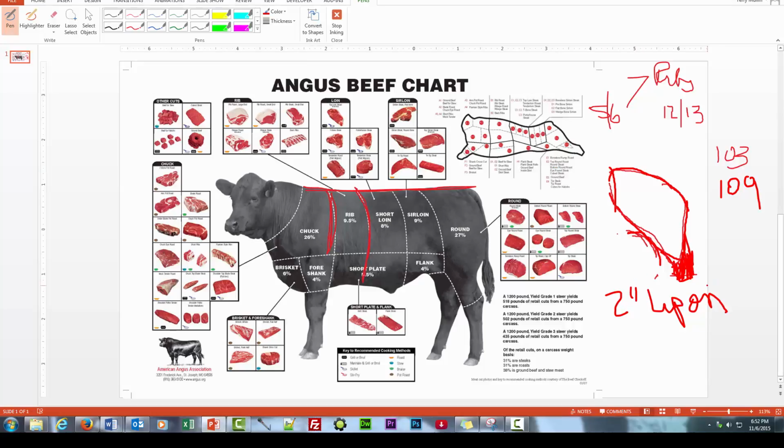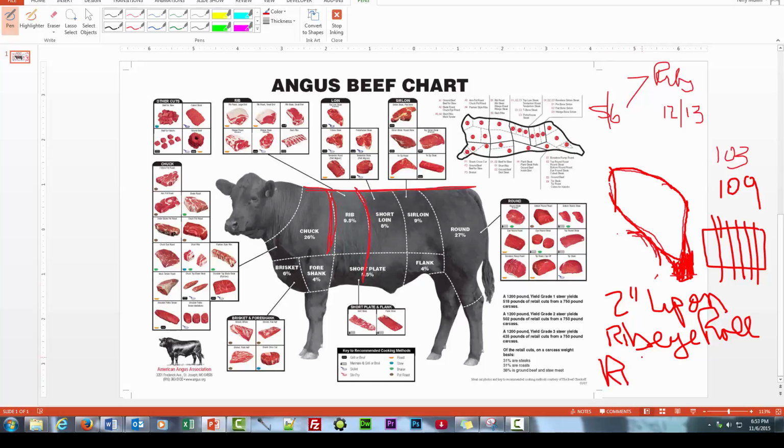If we take that fat and just rip it off and lay the whole thing down flat, then that's called a rib eye roll. And then if we take that and just cut it into steaks, right, then that's called a ribeye steak.